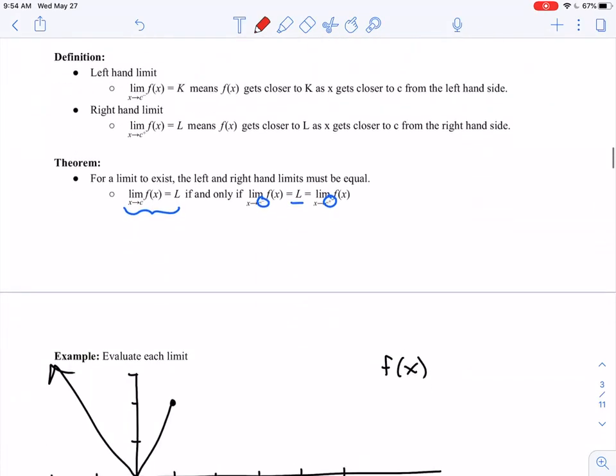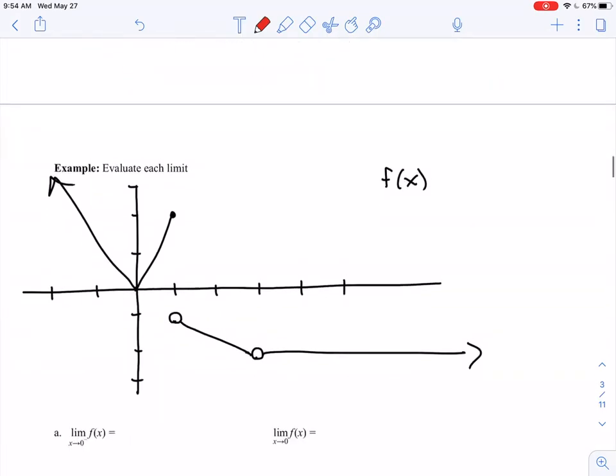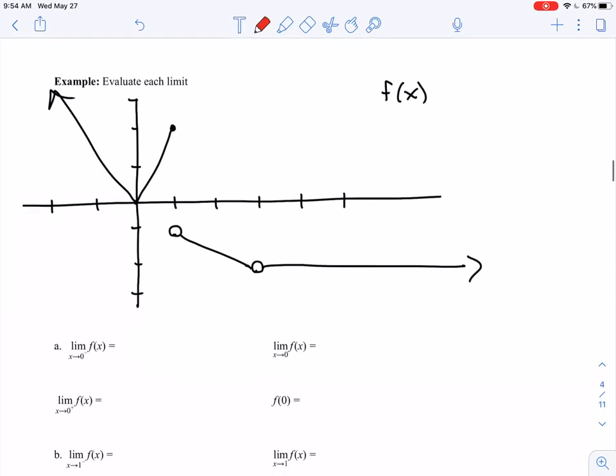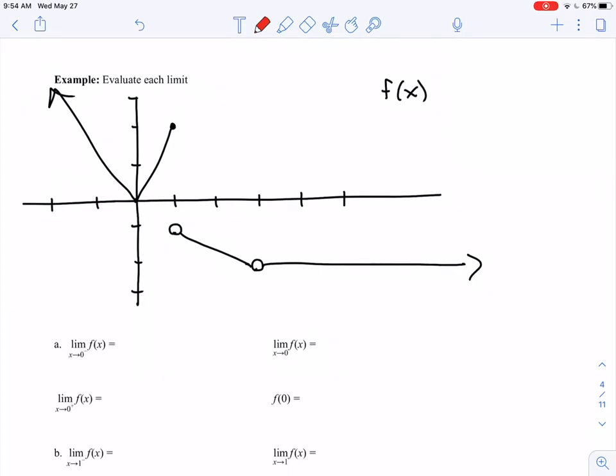So let's look at another example. I've got this lovely function here, f of x, and I want to look at the limits. I'm going to pick a few different x values, and I'm going to talk about the left-hand limit, the right-hand limit, the two-sided limit, and then the value of the function. So these are the four things that we need to be able to talk about when we're looking at the graph of a function. So let's start with 0.